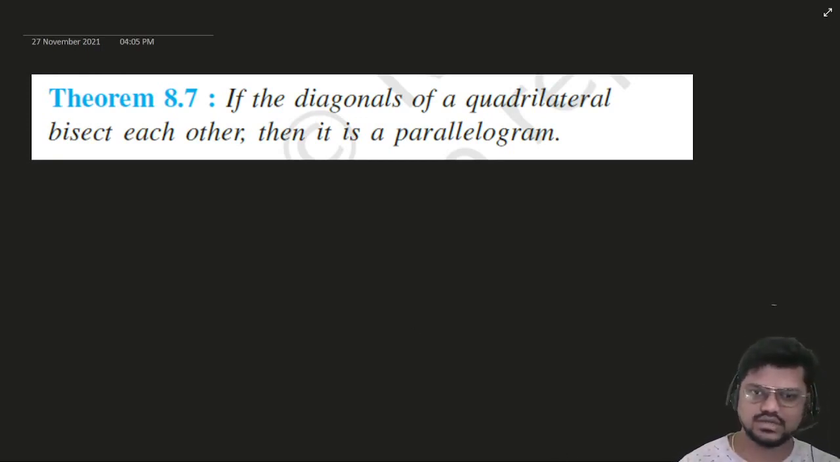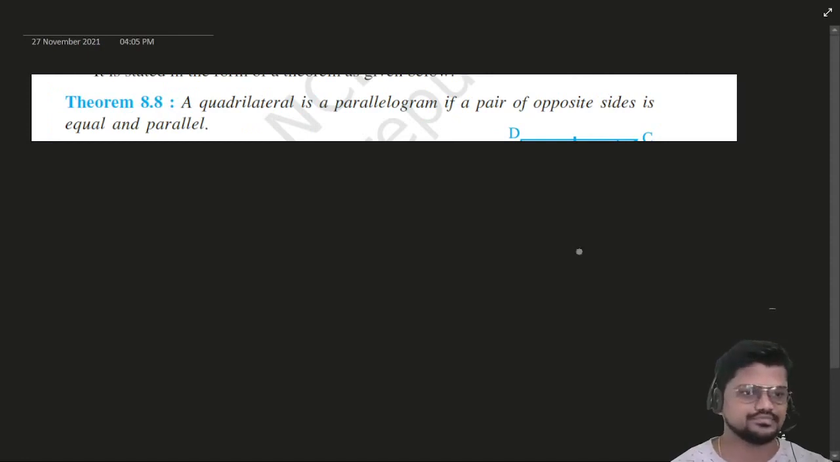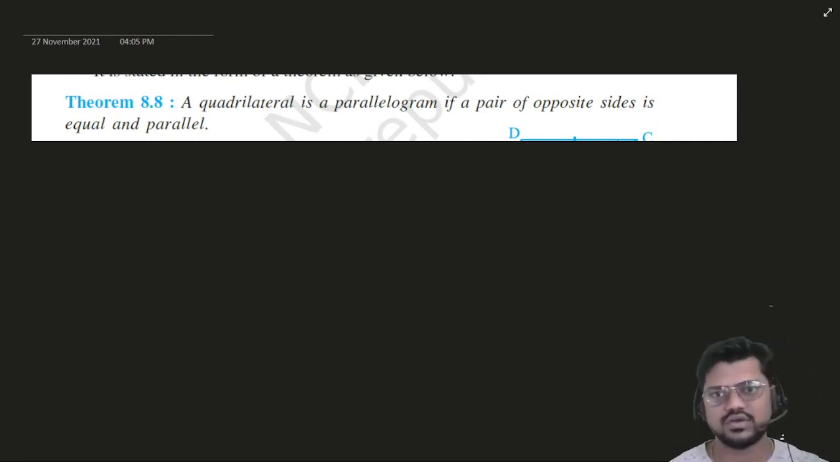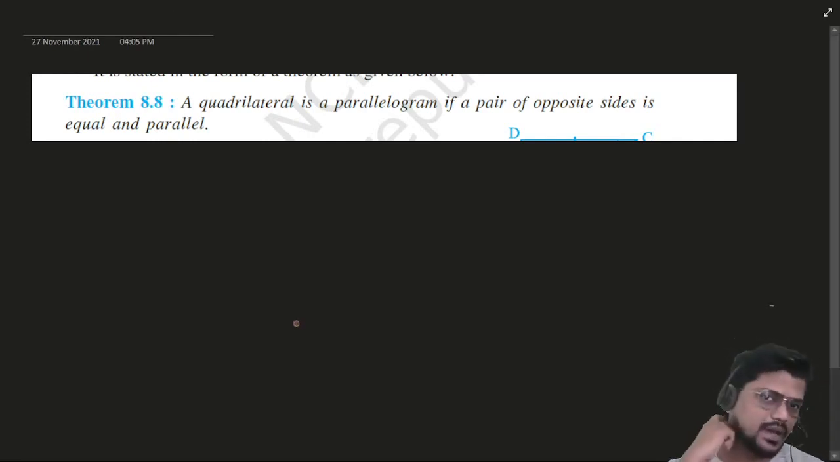The next thing which you have is, that's done with the theorems. No, you have one more theorem. Now the next thing you have over here: a quadrilateral is a parallelogram if a pair of opposite sides is equal and parallel. Let's do it. A quadrilateral is a parallelogram if a pair of opposite sides is equal and parallel.